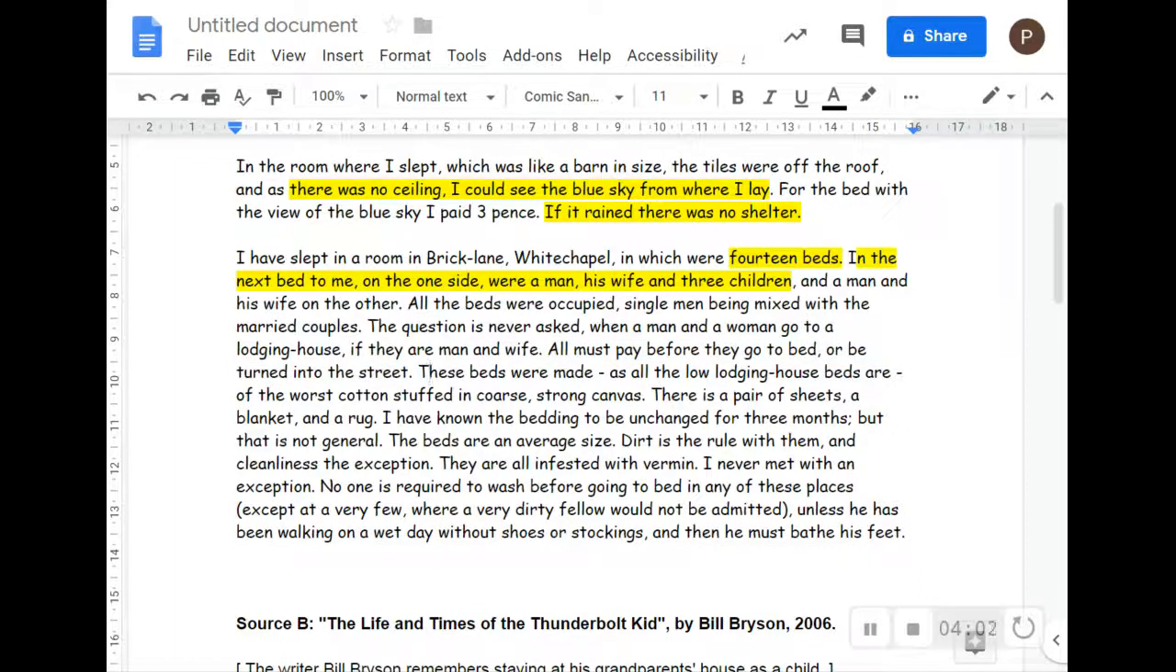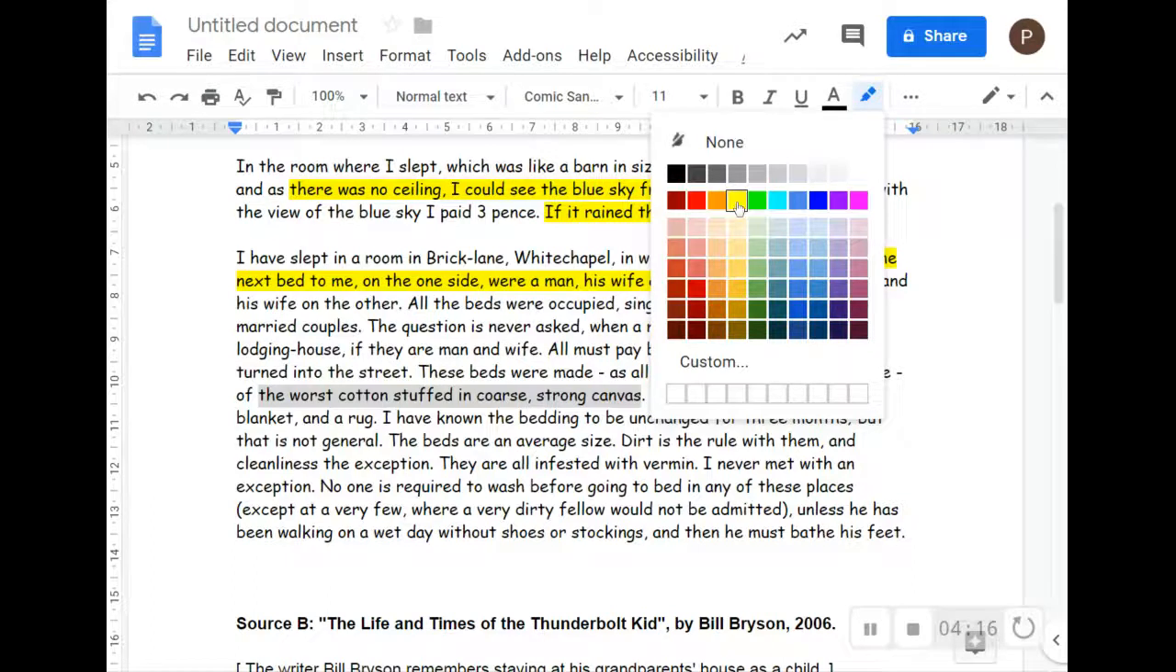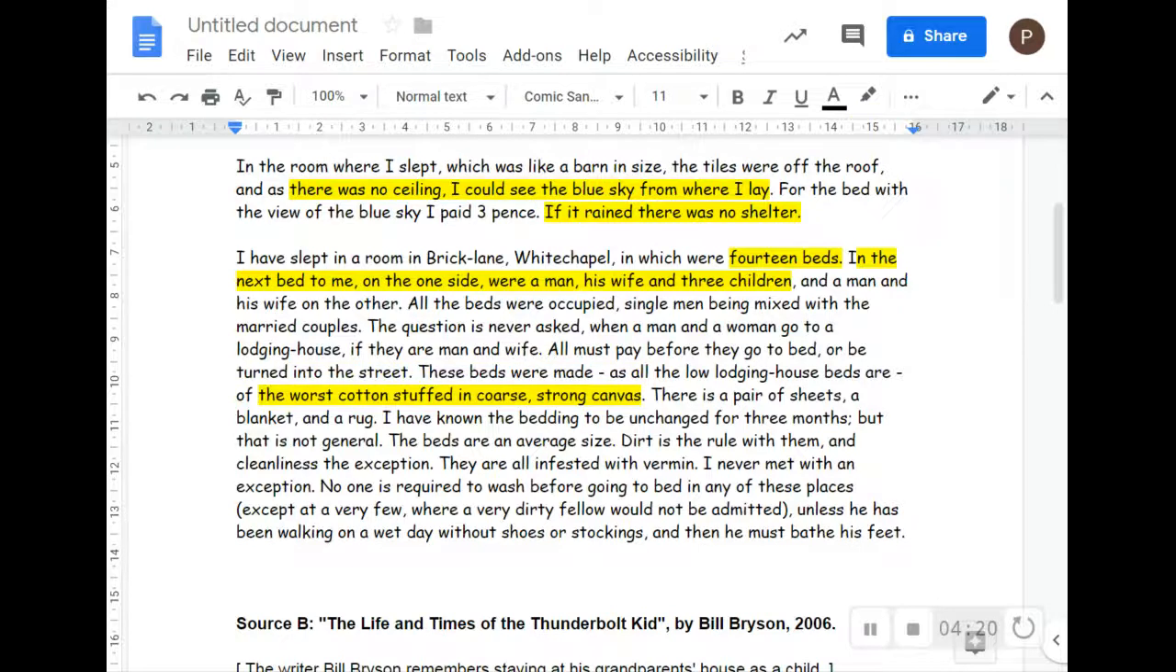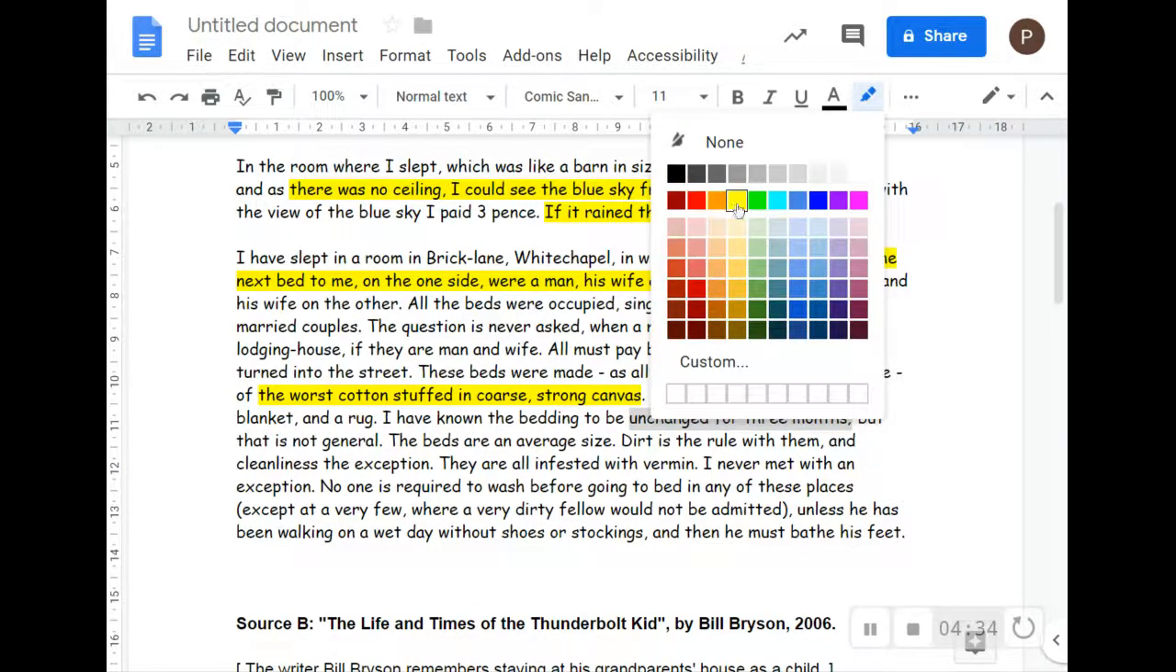"These beds were made, as all the low lodging house beds are, of the worst cotton stuffed in coarse, strong canvas." Okay. So we've got what it's made out of, and that doesn't sound like it's very comfortable. The worst cotton, coarse canvas. "There's a pair of sheets, a blanket, and a rug. I have known the bedding to be unchanged for 3 months, but that is not general." So doesn't happen to everyone, but still unchanged for 3 months.